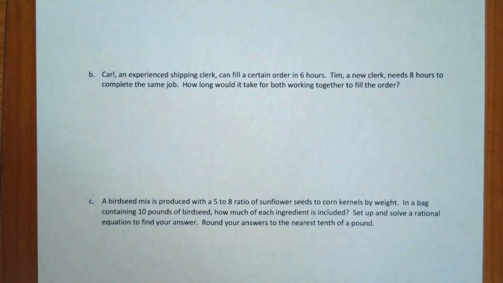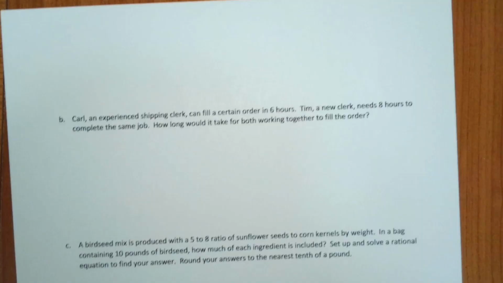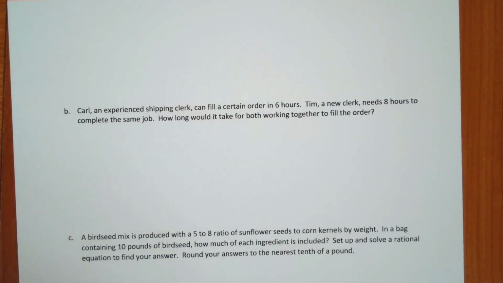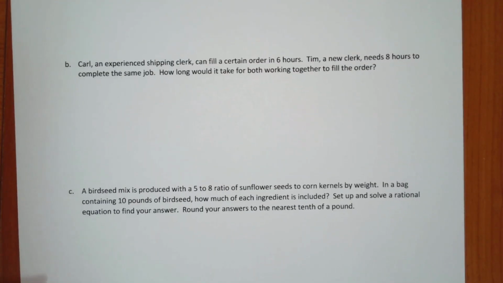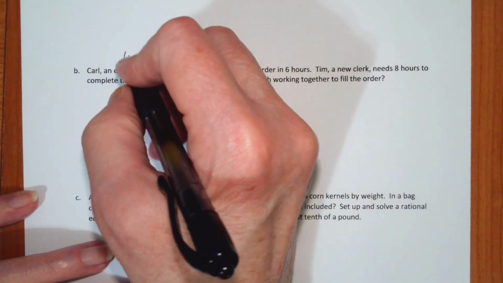Okay, so let's go on to the next page. Can I find it somewhere in here? There it is. So let's see what we've got going on here. Carl is an experienced shipping clerk. He can fill an order in 6 hours. Tim's a new clerk and he needs 8 hours to complete the same job. How long would it take for both working together to fill this order? So this is clearly a work problem.